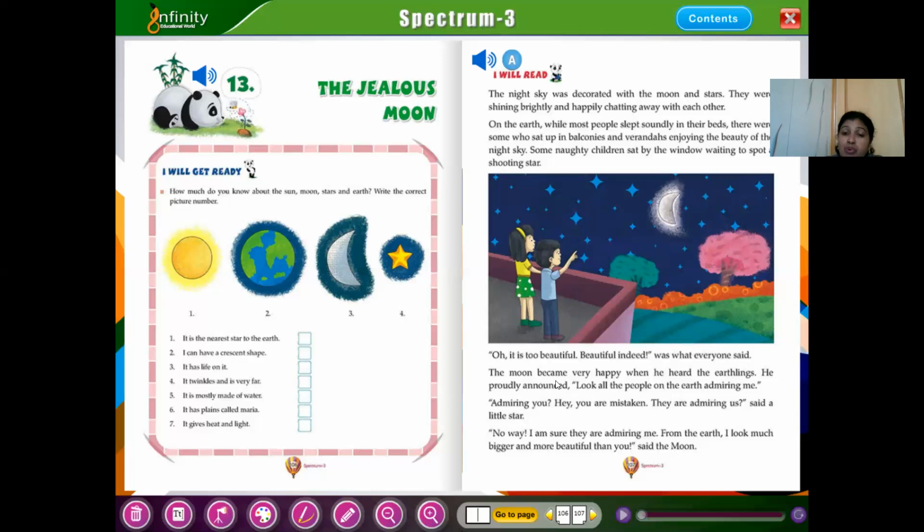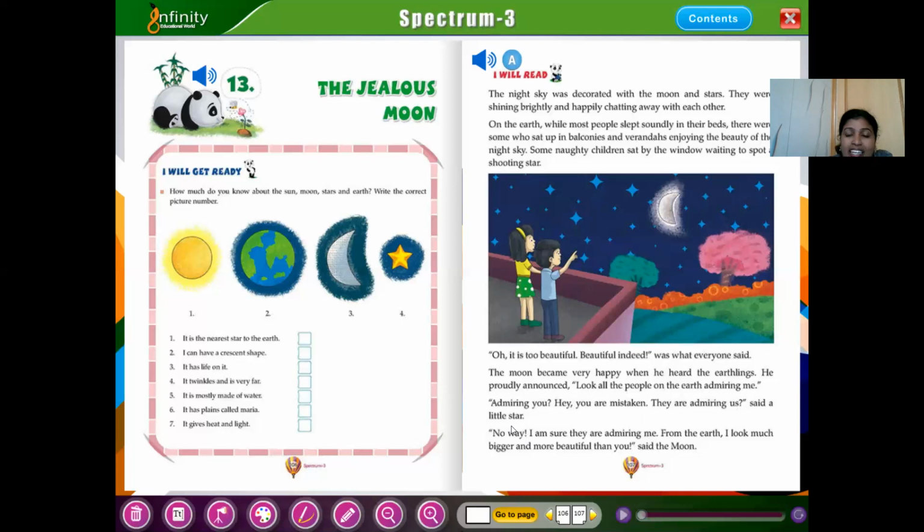When the moon heard this, it proudly announced, "Look, all the people on the earth are respecting me, admiring you." "Hey, you are mistaken. They are admiring us," said the little star. The moon told that the people of the earth are admiring me and appreciating my beauty.